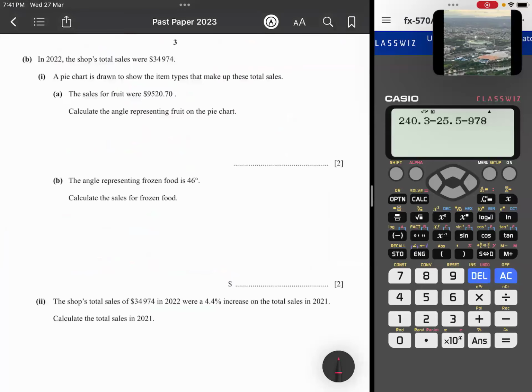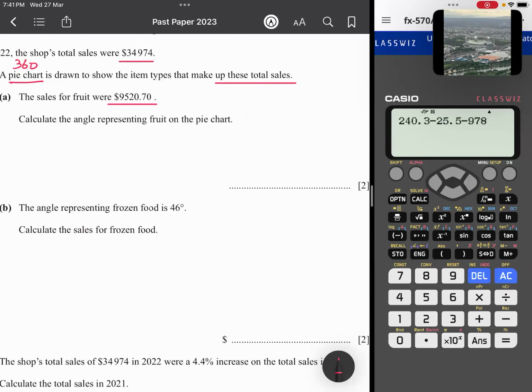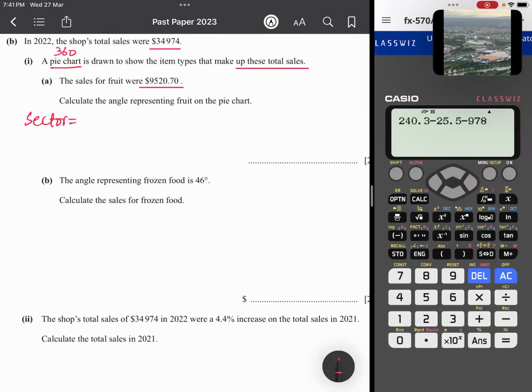Okay, in 2022 the shop sales were this much. A pie chart is drawn. Pie chart, as we know, totals 360 to show the items that make up the total sales. Okay, the sales for the fruit were this much. Calculate the angle representing fruit on the pie chart. So total sale is 3496. So the sector angle, you know this already: part divided by total, multiplied by 360. So fruit is 9520.7 divided by total sale 34974, multiplied by 360 because it's a pie chart. So what would be the angle here?